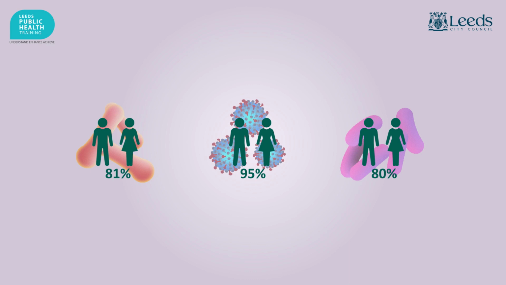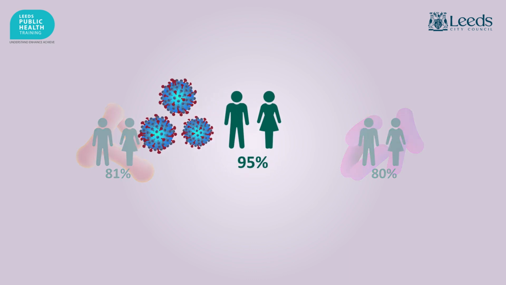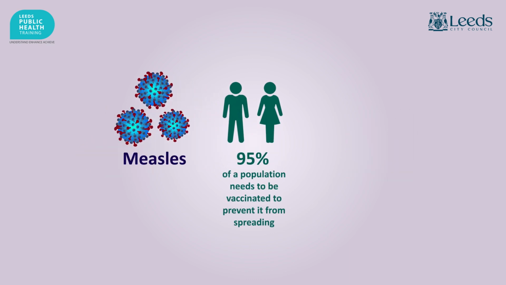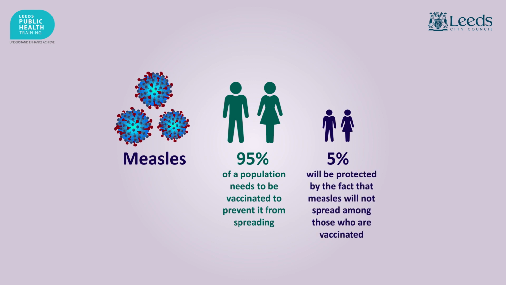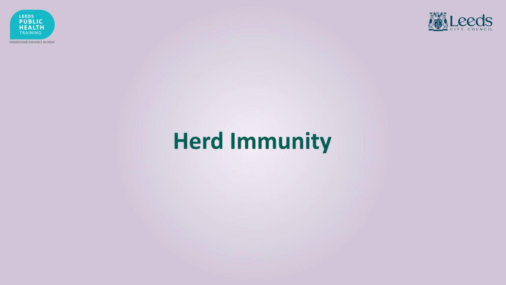The number of people who need to be immune to a disease to prevent it from spreading differs with each disease. For measles, we know that at least 95% of a population needs to be vaccinated to prevent it from spreading. The remaining 5% will be protected by the fact that measles will not spread among those who are vaccinated. This is a term known as herd immunity.